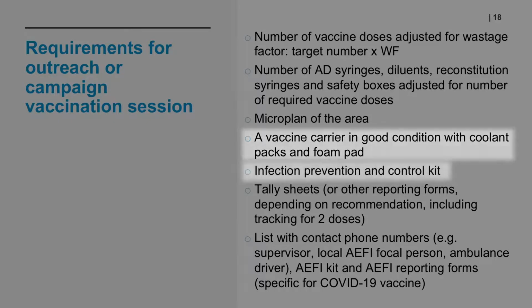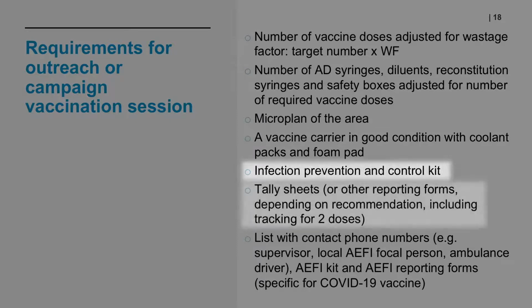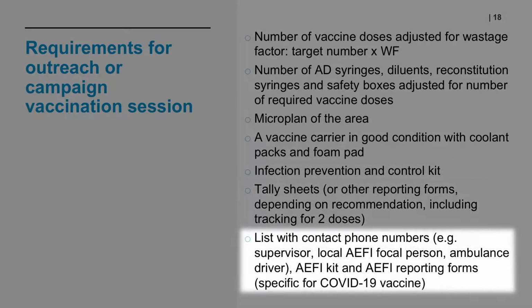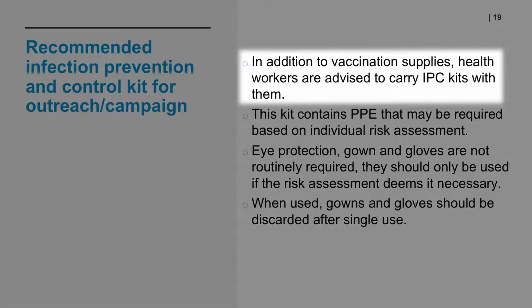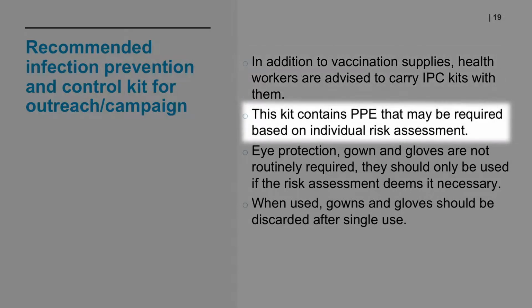Additionally, you need an infection prevention and control kit, tally sheets, list of contact numbers, remembering to take the AEFI kit and the relevant AEFI reporting forms for the COVID-19 vaccine to outreach and campaign settings. In addition to vaccination supplies, health workers are advised to carry IPC kits with them as a precaution. This kit contains PPE that may be required based on individual risk assessment.